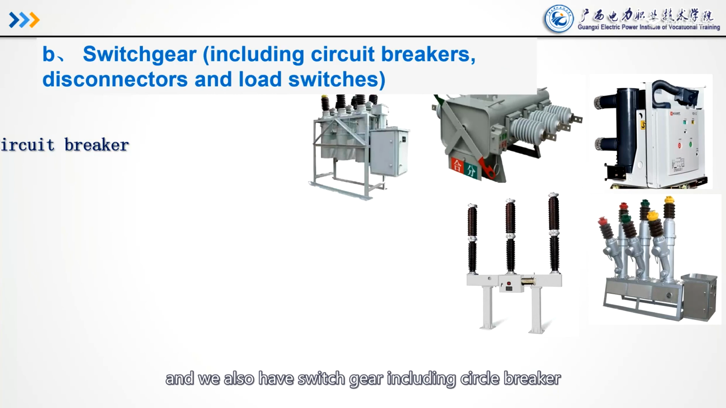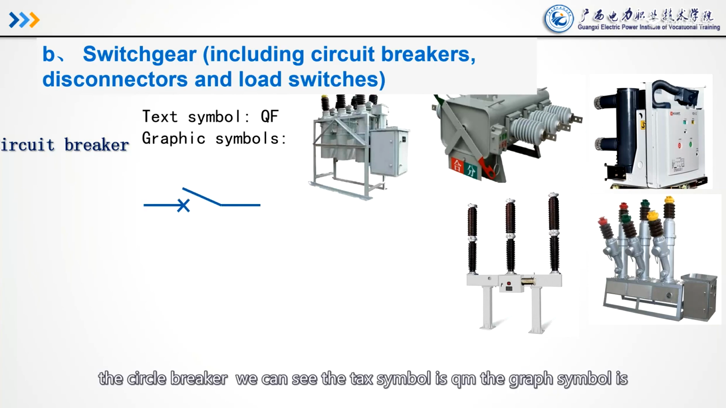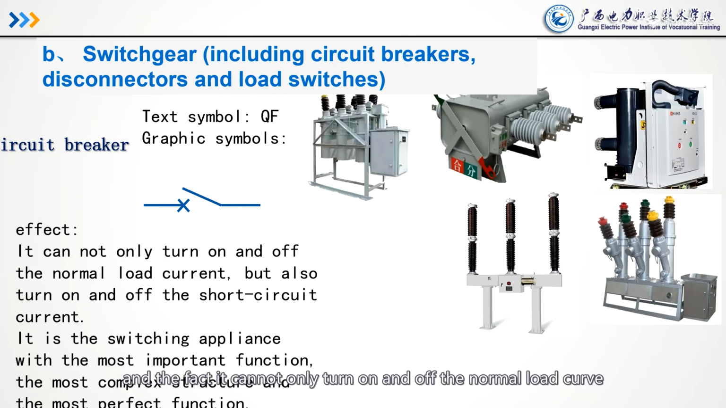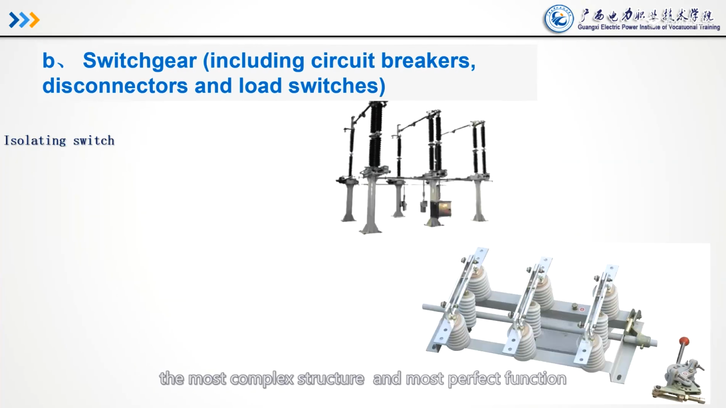And we also have switchgear, including circuit breaker, disconnector, and load switches. The circuit breaker, we can see the tag symbol is QF, the graph symbol is here. And the effect: it can not only turn on and off the normal load current, but also turn on and off the short circuit current. It's the switching appliance with the most important function, the most complex structure, and the most perfect function.